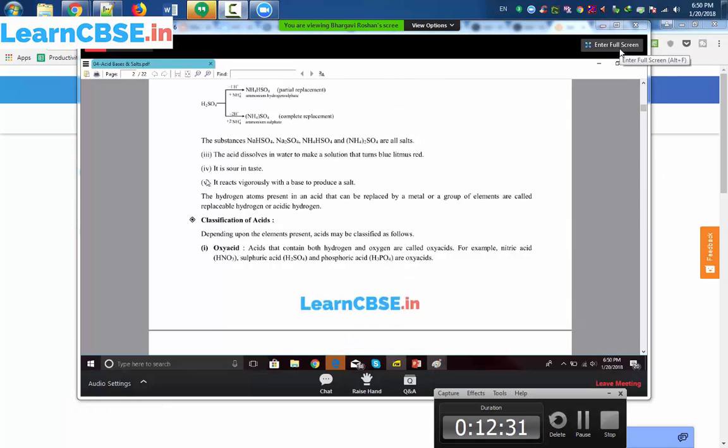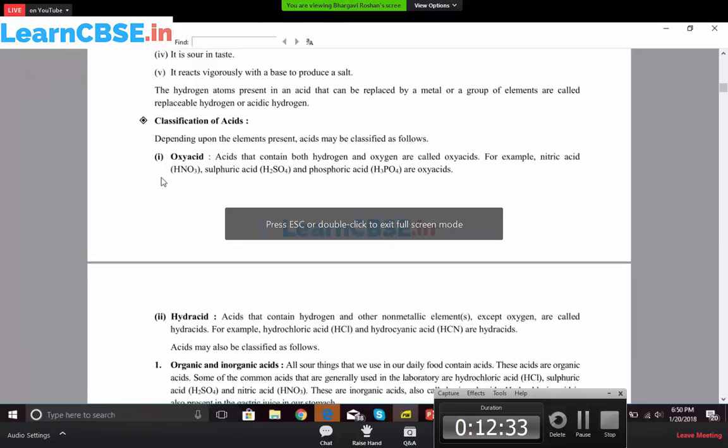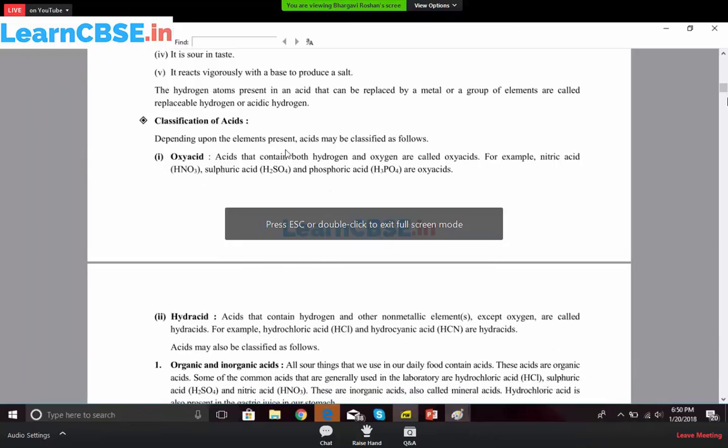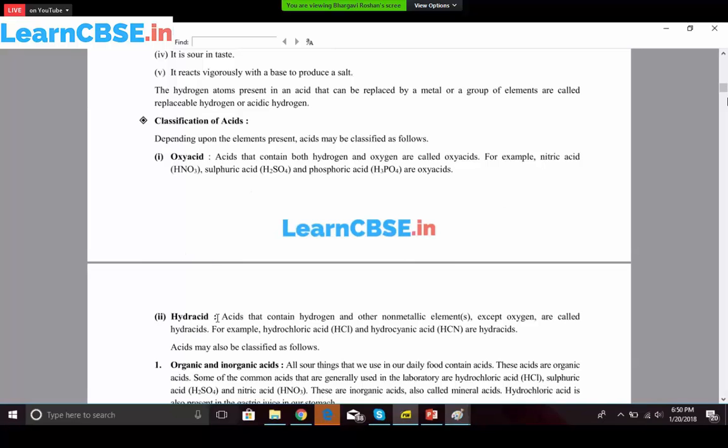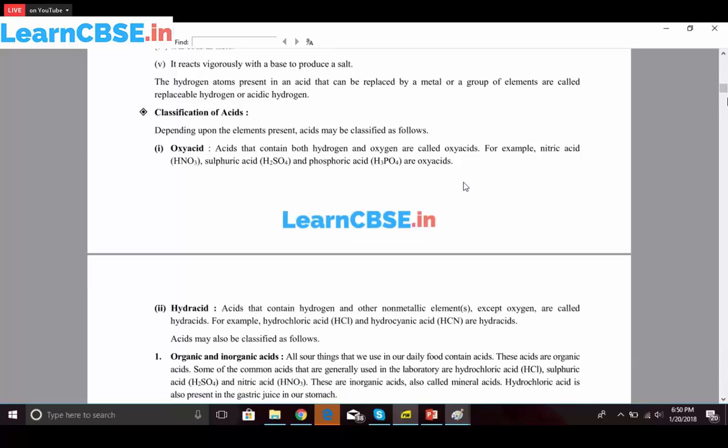So next one is the classification of the acids. Depending upon the elements present in them, the acids can be classified as oxyacids and hydroacids. Okay, so oxyacid means it contains hydrogen as well as oxygen, so that we call oxyacids. Examples: nitric acid, sulfuric acid, phosphoric acid. Because in these compounds we have the elements oxygen as well as hydrogen. So this we call oxyacids.